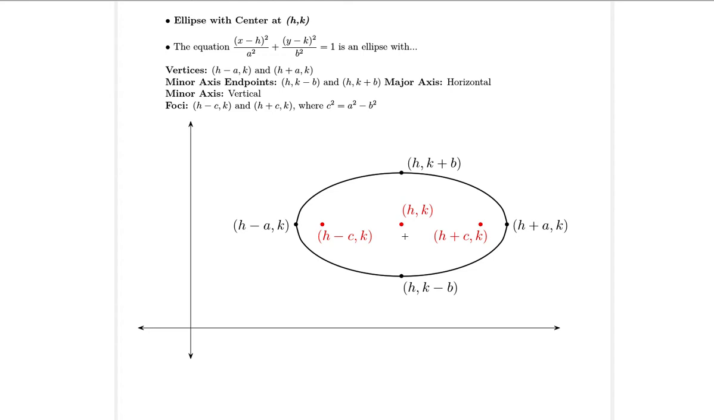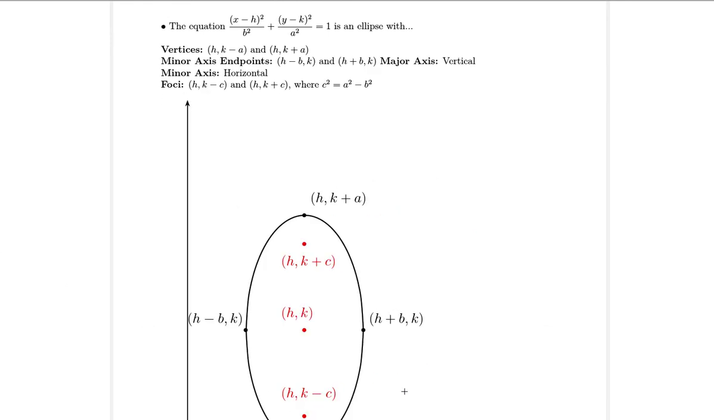A, B, and C still mean the same thing, except for now, instead of saying how far they are from the origin, now we're just saying how far they are from the center. So, you add C or you subtract C, in this case in the x value. You add A or you subtract A from the x value of the center. And then I'd also put this here.